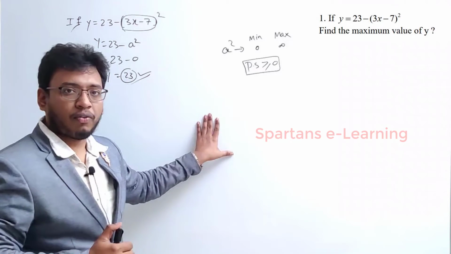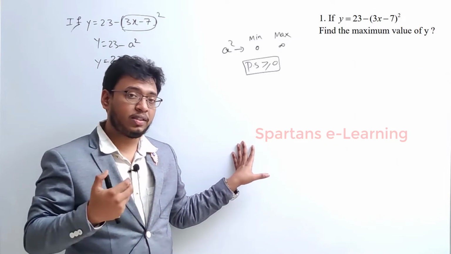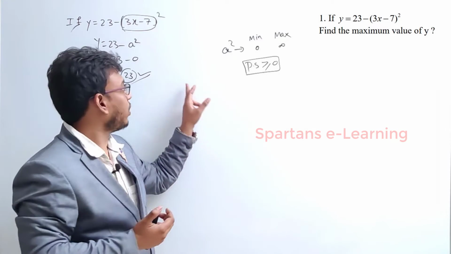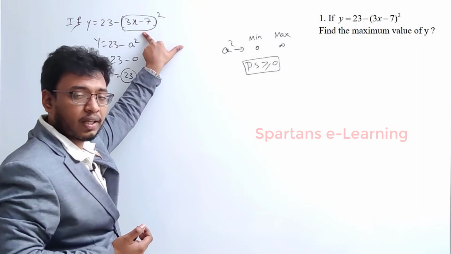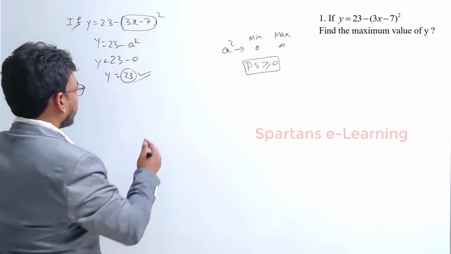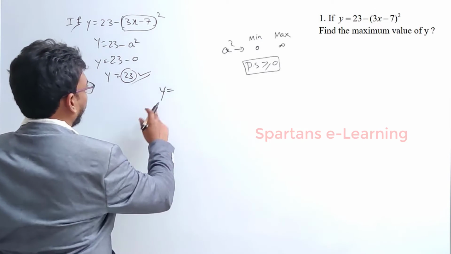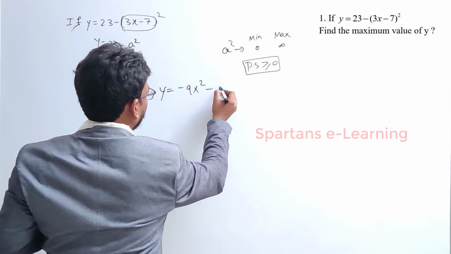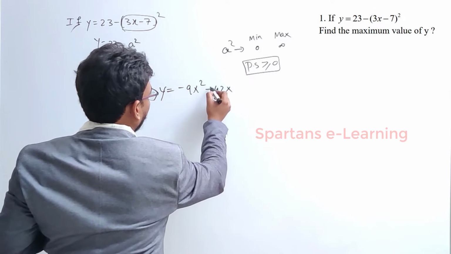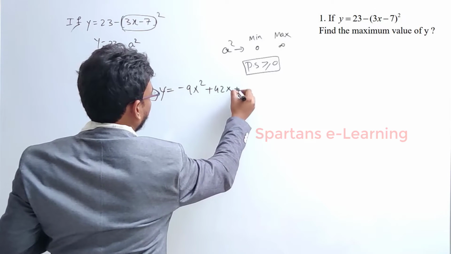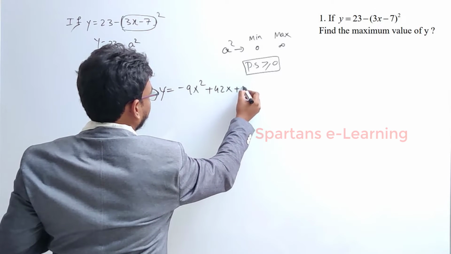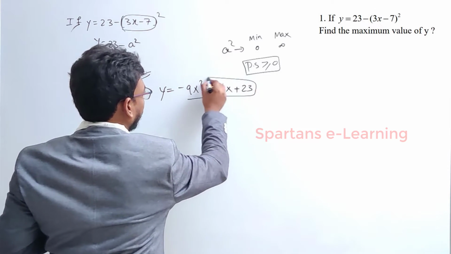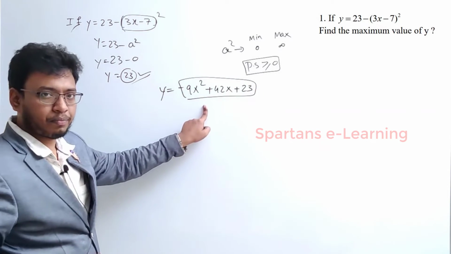Now majority of minimum maximum questions are easy to solve using differentiation method only. Why? Because not all the times your perfect square will be given this easy. Instead, what they will do is the question will be like this: y is equal to, earlier we saw, 9x square something plus 42, let it be something like this. Your question is given like this.